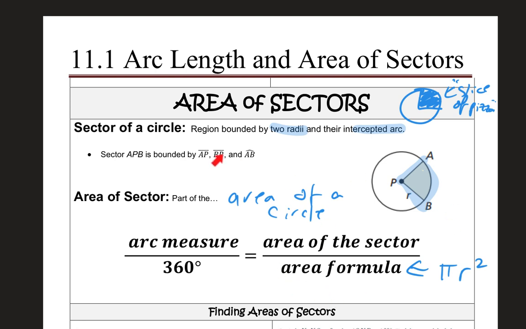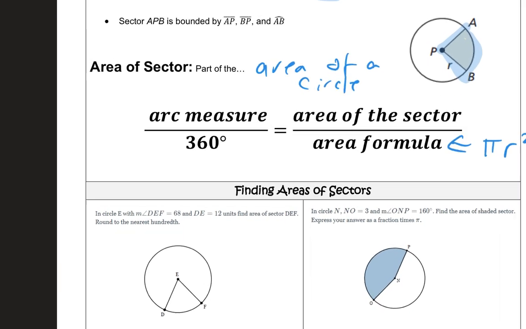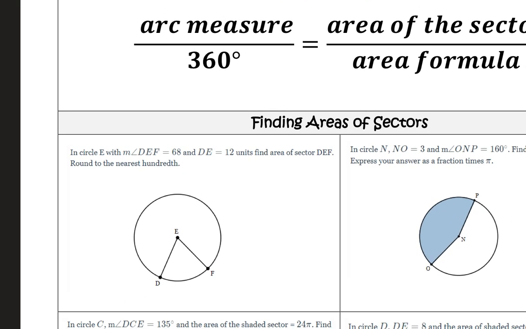So now that we know that, let's get right into some examples. All right, so it says in this circle, the measure of angle DEF is 68. So let's write that in. DEF is 68, right? DE is 12 units. So DE is 12. We know that's our radius, right? Our radius is equal to 12. Find the area of sector DEF.